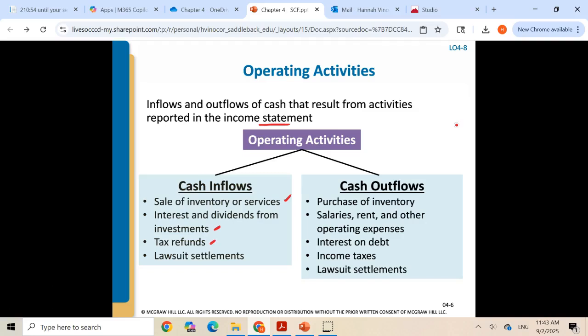Maybe tax refunds we get, lawsuits that settled that we get. The cash outflow for operating activities would be a purchase of inventory, all of our G&A expenses, our general administrative expenses like salaries, rent, utilities, and there's a lot more. Any interest expense that we pay on debt, income taxes that we pay, and lawsuits that we have to pay. Those are all considered to be operating activities.